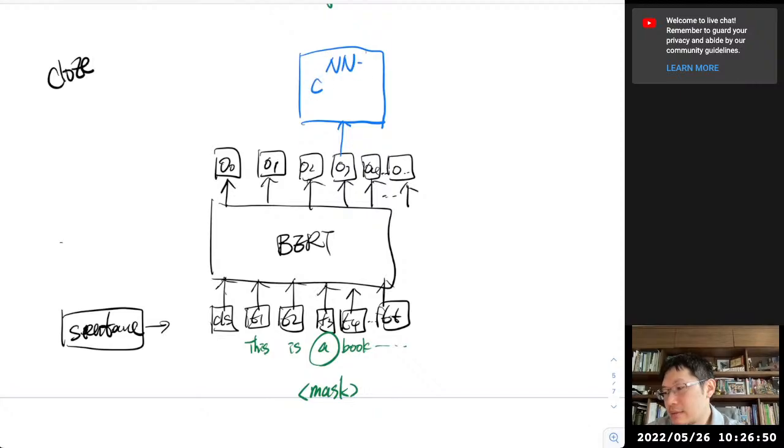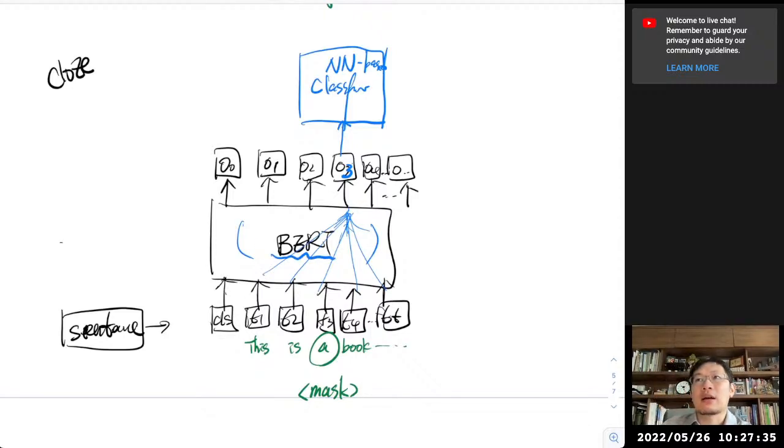We have an NN-based classifier. It can be a dense neural network, a convolution, or an RNN. As we mentioned before, O3 is the output of T3. But O3 still has the information of all the input, because the input will be considered jointly to output O3. The BERT right here is a very complex neural network, and it considers all the inputs.